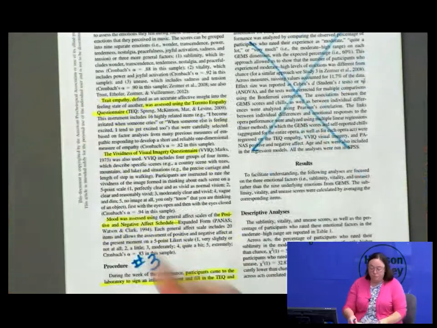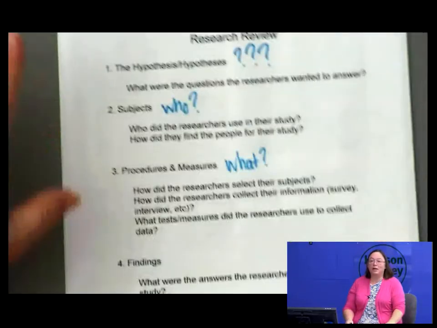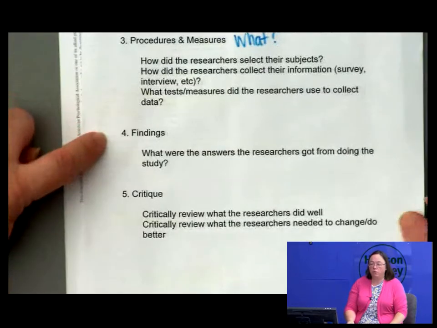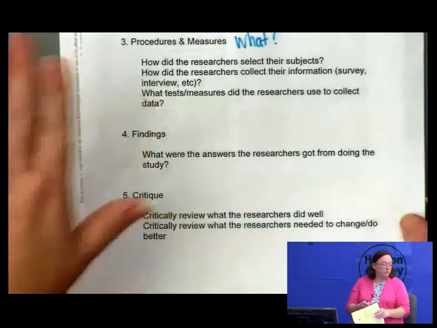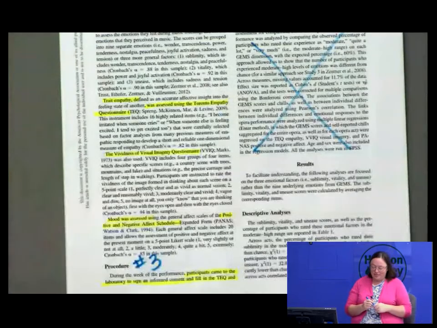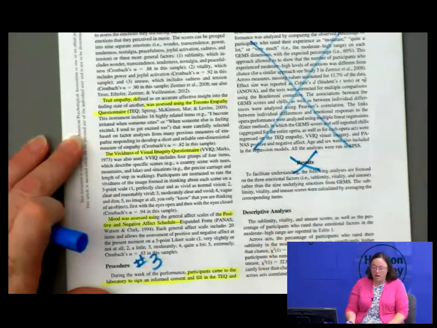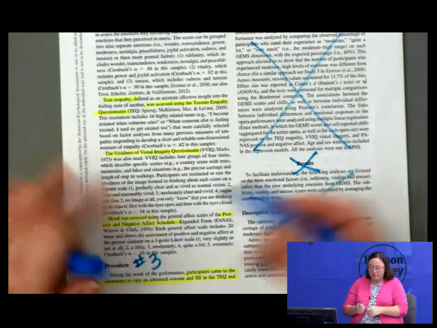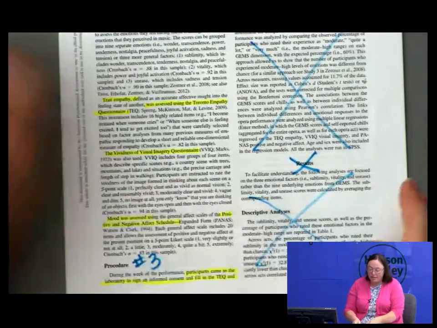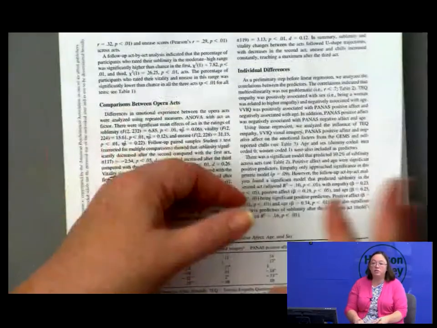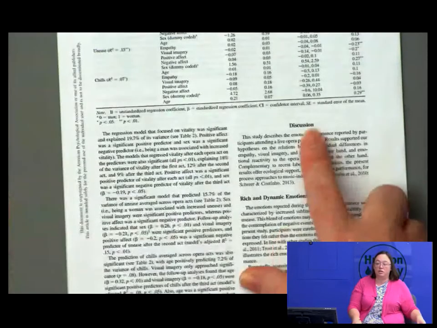So, we're doing good so far. We got number 1, we got number 2, we got number 3. Now it's time for number 4, which is the findings, the results. This, oddly enough, not in the results. In order to find the findings in a study, you have to keep flipping and going until you find the word discussion. Right there.